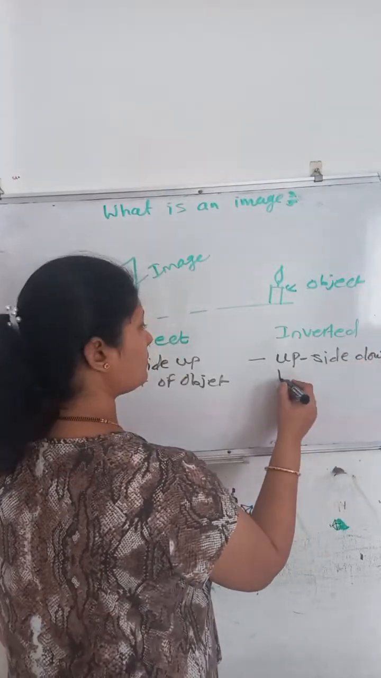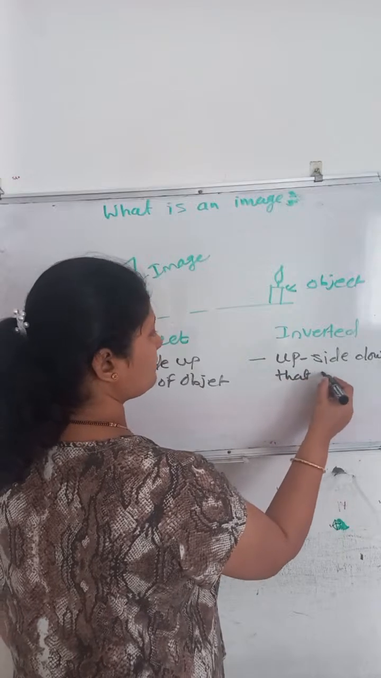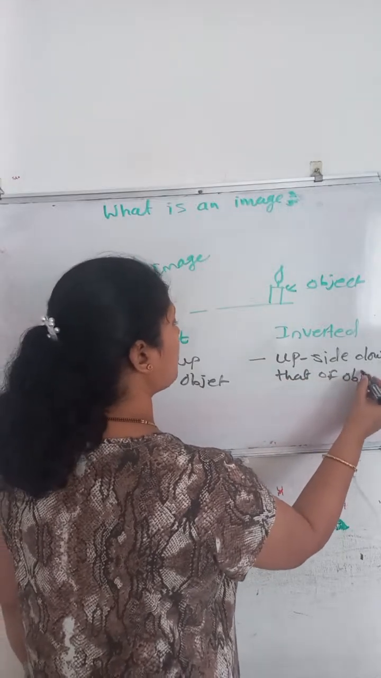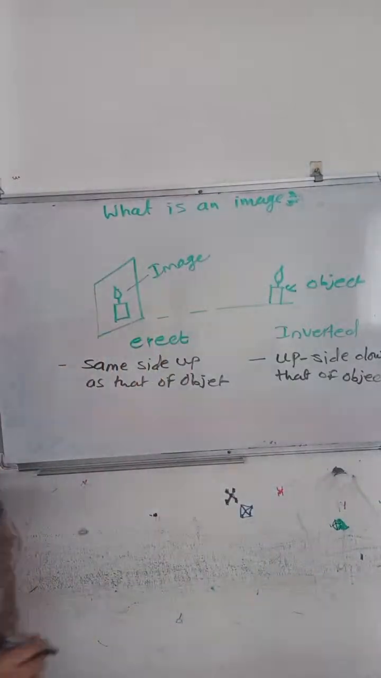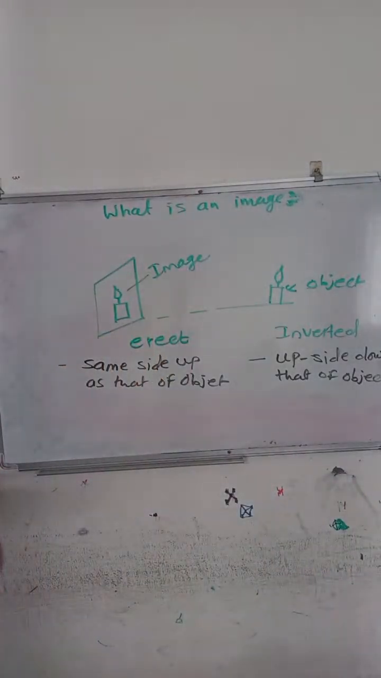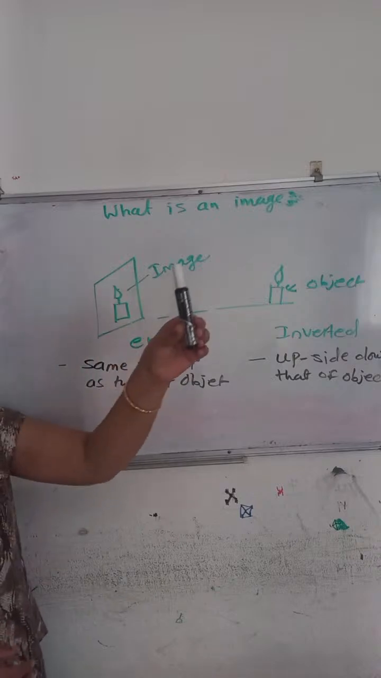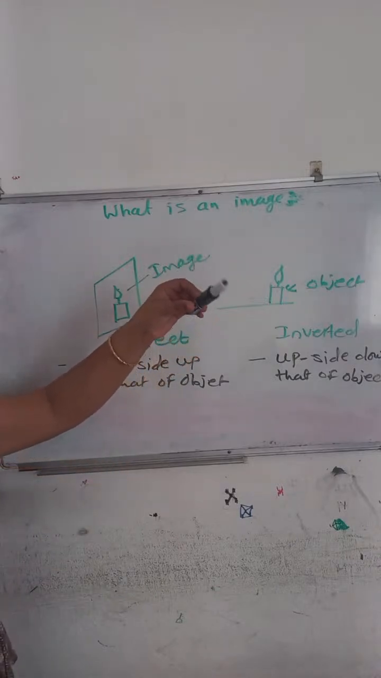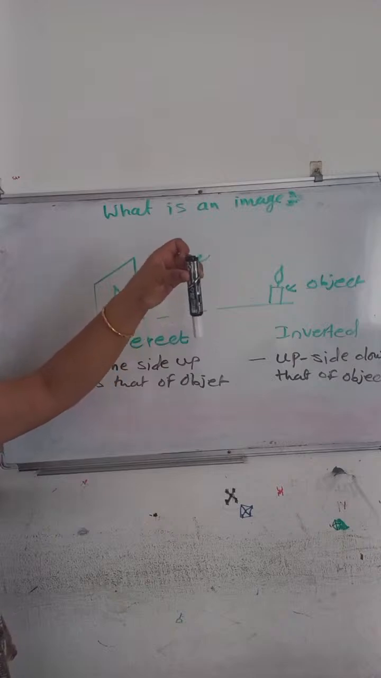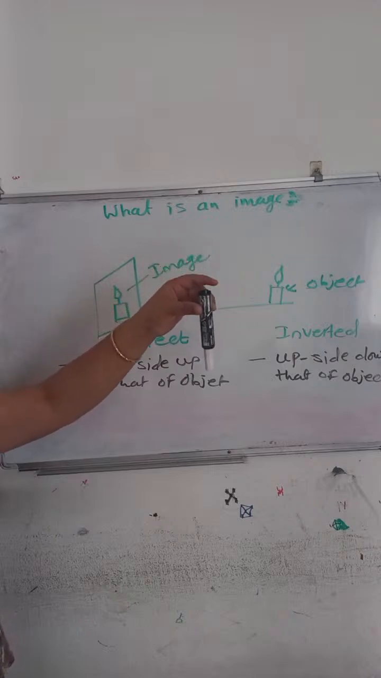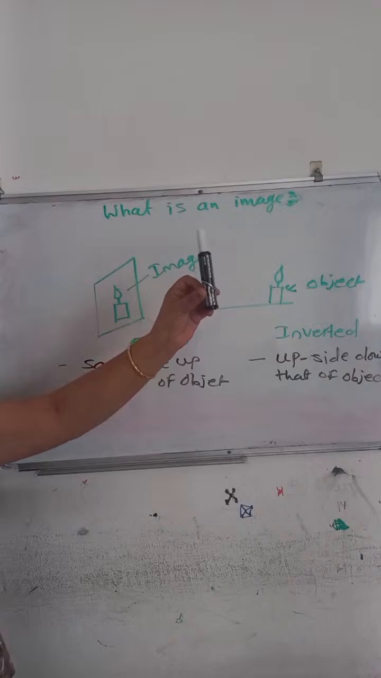Upside down, that of the object. Very important part. Erect means the same side of that image and object, and inverted means it is upside down. This pen I kept, and in the mirror you can see the inverted image. Erect is nothing but the same.